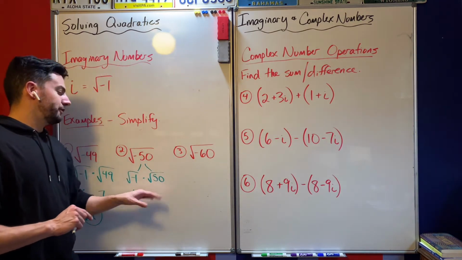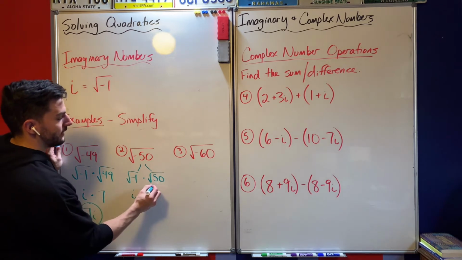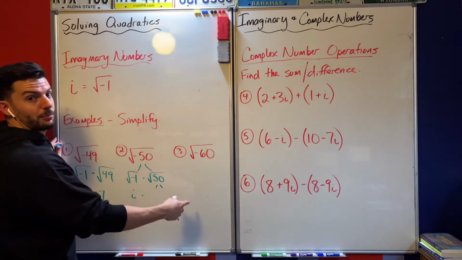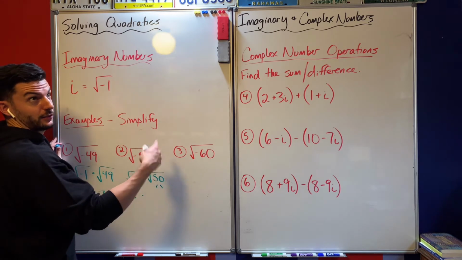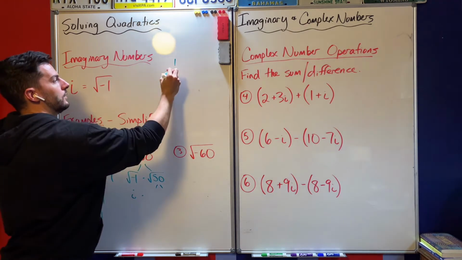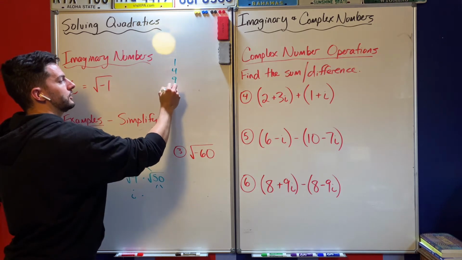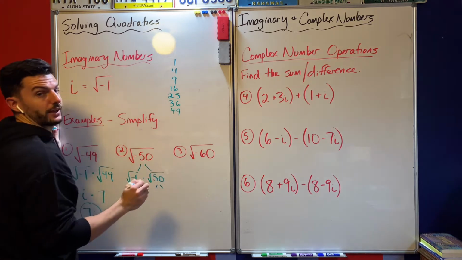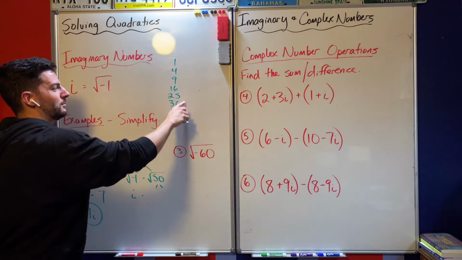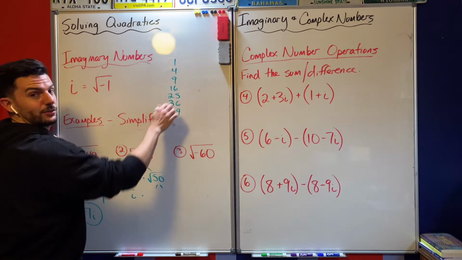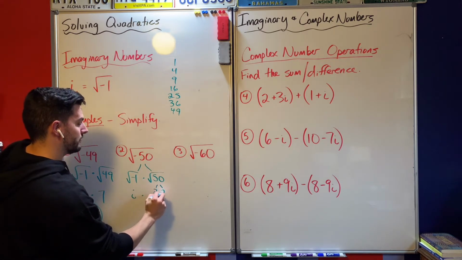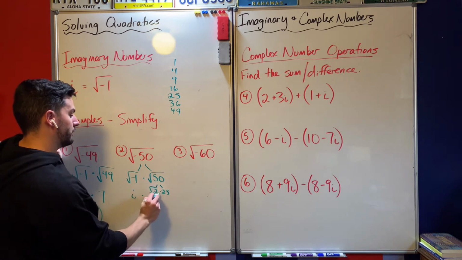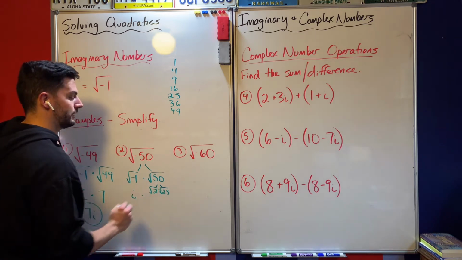Anyway, so square root of 50, okay? Again, you might remember, okay, what times a perfect square equals 50? So I think about all my perfect squares: 1, 4, 9, 16, 25, 36, 49, and so on. Which one of these multiplies to get 50? 25 does: 2 times 25 equals 50. So I can separate 50 into the square root of 2 times the square root of 25, okay?